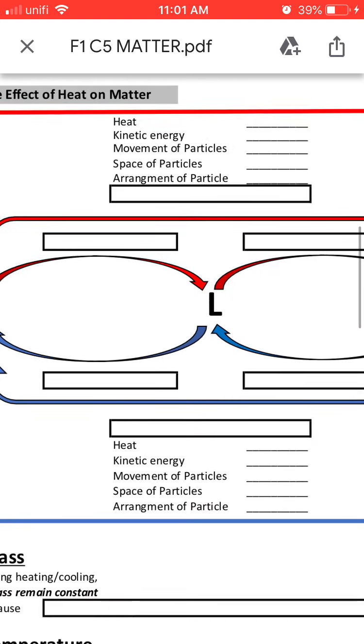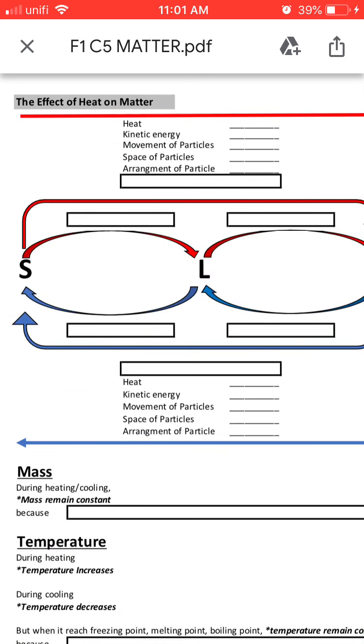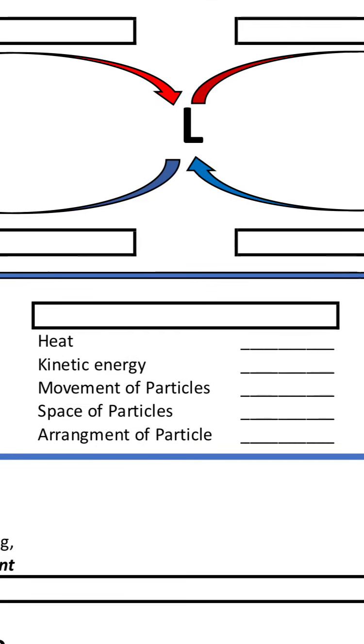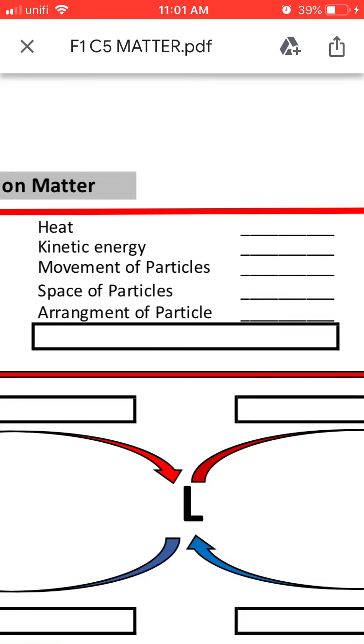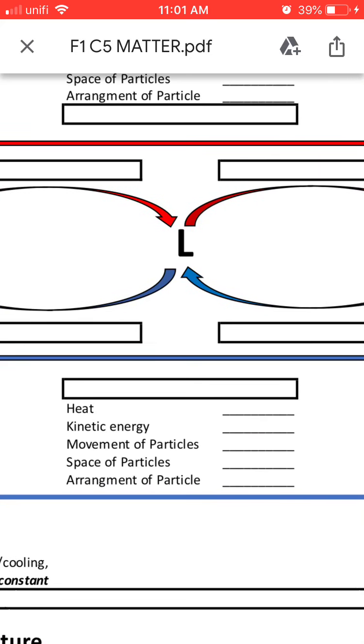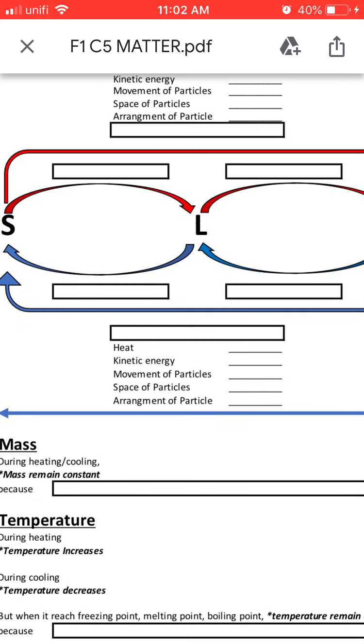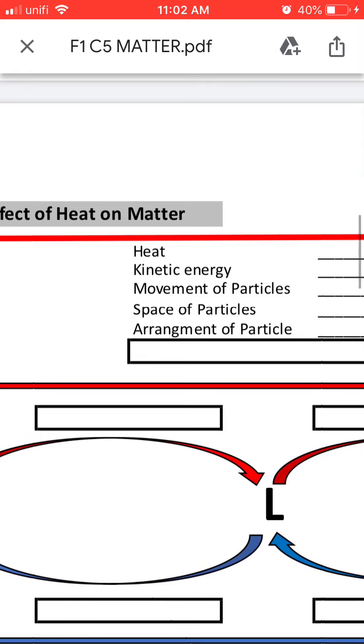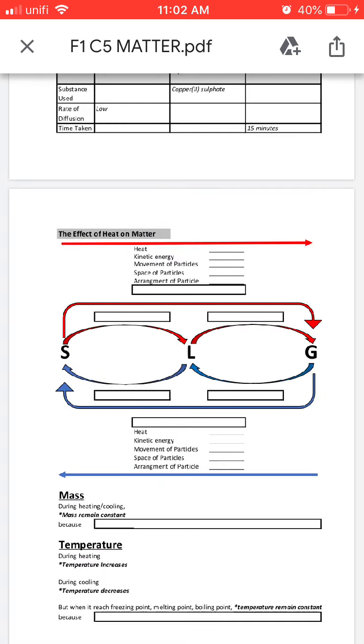So same goes to the cooling process. When the arrow goes to the left, what happened to heat? What I meant was, from solid to liquid, the heat is absorbed. So if the liquid turns to solid, the arrow going to the left, what happened to heat? Heat is released. So when heat is released, the kinetic energy decreases, the particles start to come closer, they start to move slower, the space becomes smaller, the arrangement becomes close. Okay, understand? So those are the 5 important keywords for explaining the effects of heat on matter. Using this model, you can easily find the answer from the textbook.